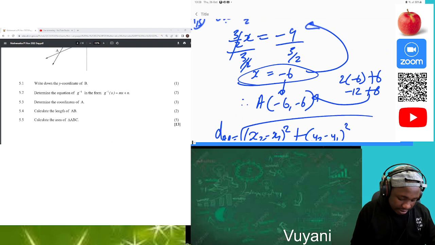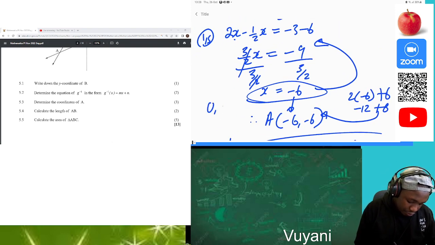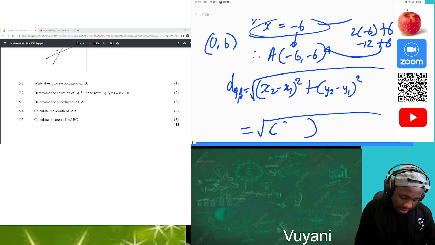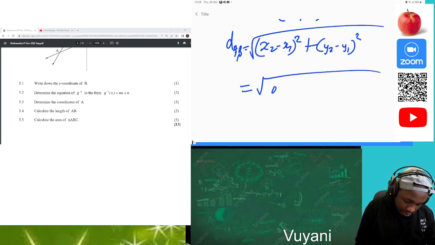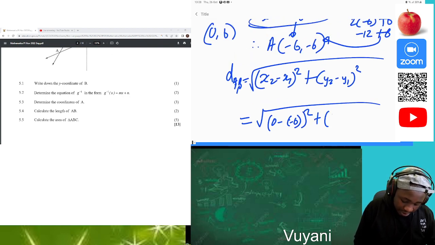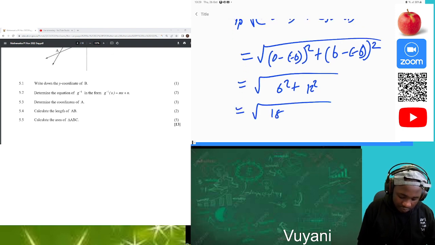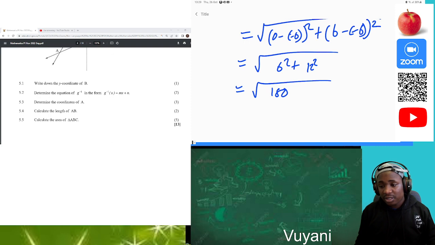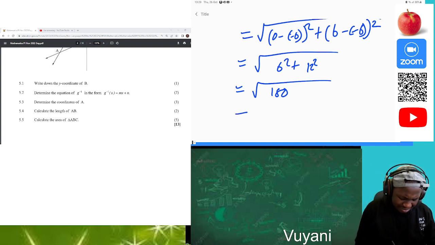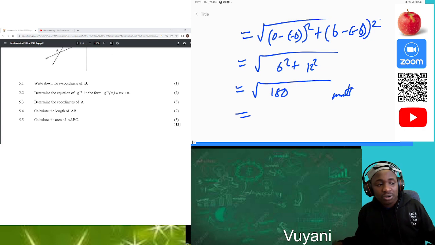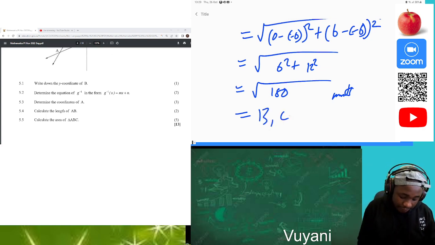So AB, where A is (-6, -6) and B is (0, 6), so that should be 0 minus negative 6 squared plus y2, which is 6 minus negative 6 squared. So this will be the square root of 6 squared plus 12 squared, then using your calculator, that would be root of 180, because 6 squared is 36, 12 squared is 144, 144 plus 36 is 180. Then you can leave it like this. It's only 3 marks, you don't have to, but if you want, this is approximately 13.42 units.